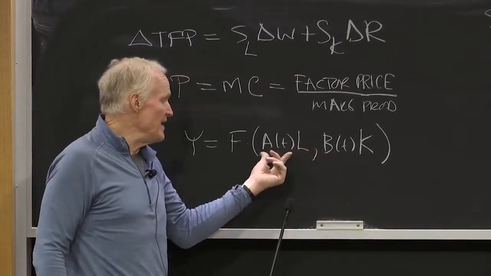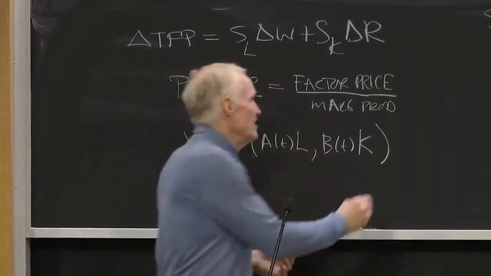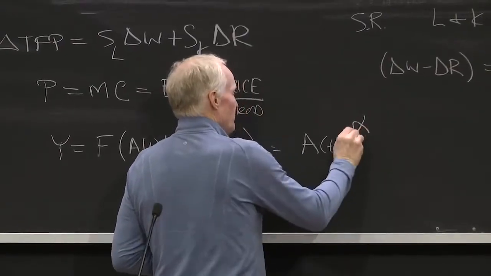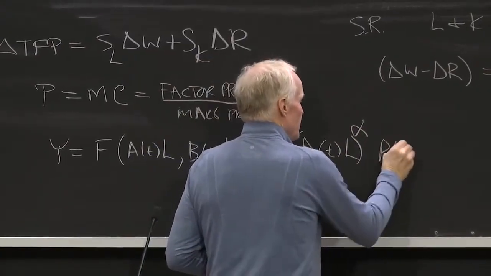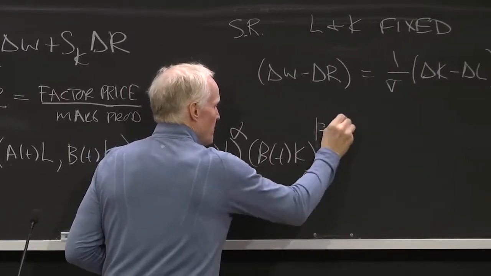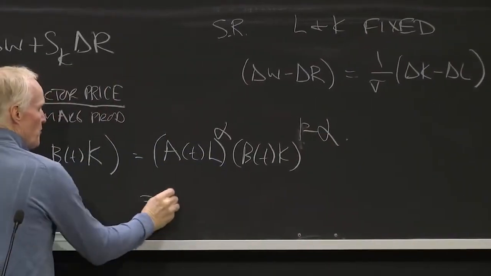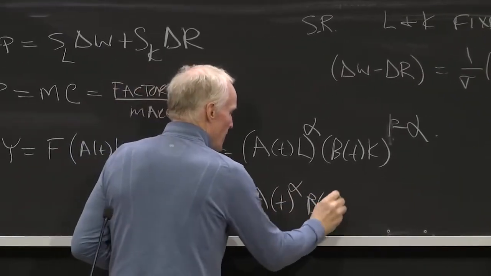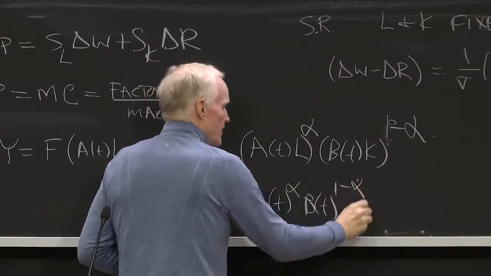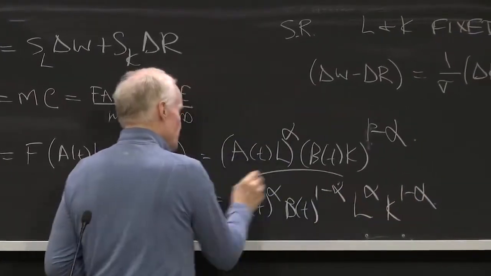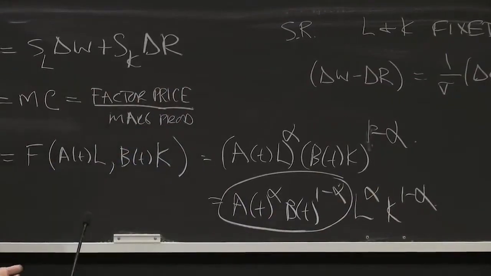That is, for Cobb-Douglas, this would be like A of t L to the alpha, B of t K to the beta, or 1 minus alpha, which would be equal to A of t to the alpha, B of t to the 1 minus alpha, times L to the alpha, K to the 1 minus alpha. So these two terms would just combine together. They would act exactly the same way.